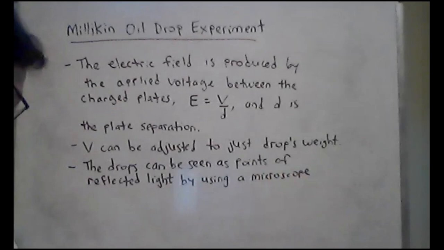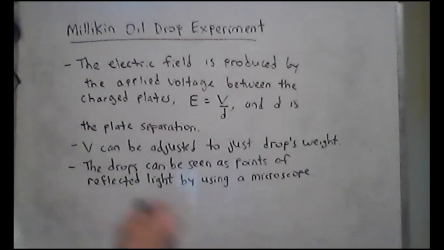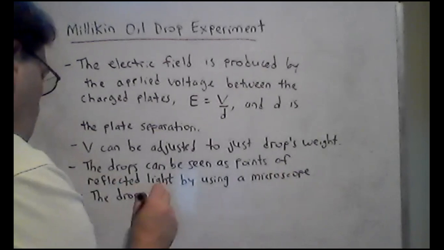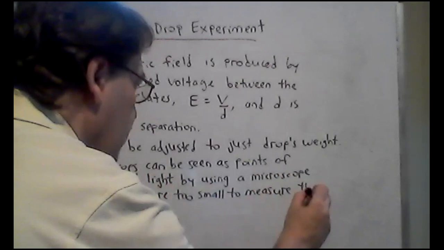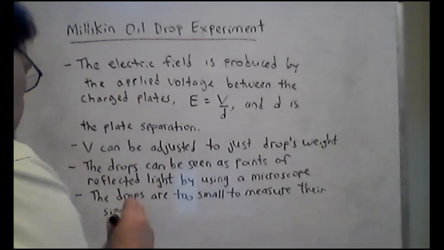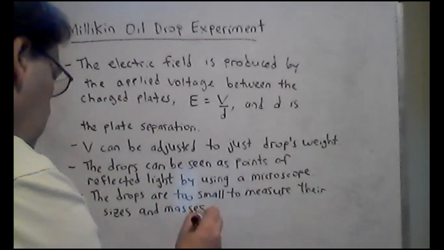Now the drops are too small to directly measure their sizes and masses. So we have to find another way of measuring mass. Part of the idea is, well, what's the mass of the drop? The drops are too small to measure their sizes and masses. These oil drops are very small.